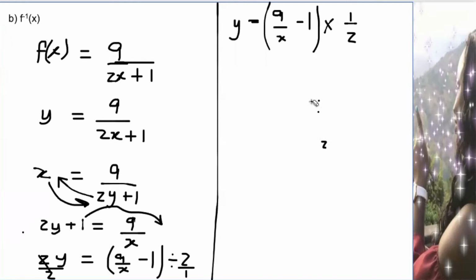So what I have is 9 over x minus 1 times a half. And I can just rewrite this as a half times 9 over x minus 1. And this represents the inverse function, where x is not equal to 0.